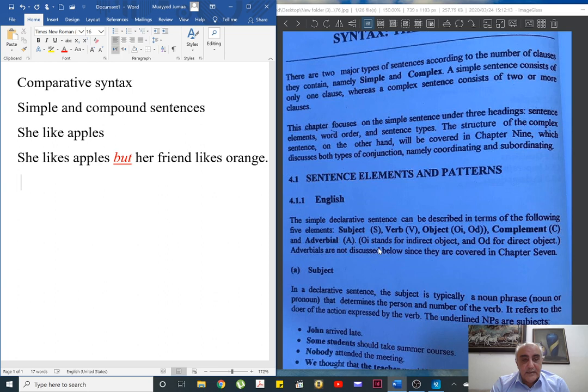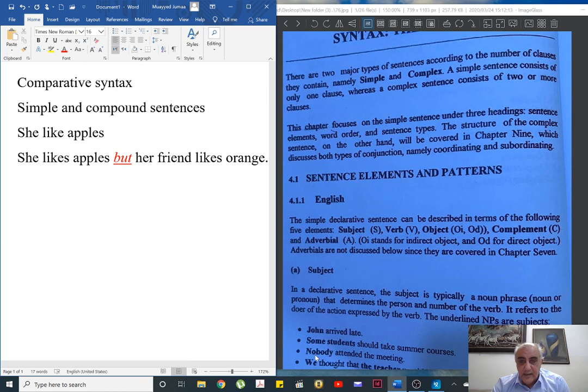Now, if we start with the book, with the subject. The subject is usually in the beginning of the sentence. You can see: John arrived late. Some students take summer courses. Nobody attended the meeting. We thought that extra. Now we have John, some, nobody, and we. Of course, these are the subjects in these sentences.